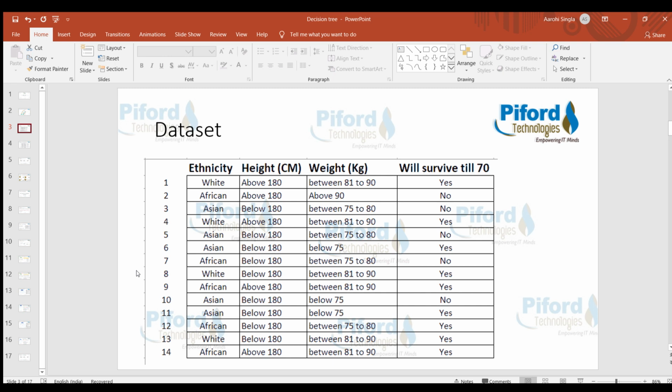So now if we want to create a decision tree on this particular data set, now here the question is which column should be the root node out of these three columns, because this is the output, this is the dependent variable, these are the independent variable. On the basis of this we want to make the predictions, right? So whether ethnicity should be your root node, height should be a root node, or weight should be a root node. How to choose the right feature?